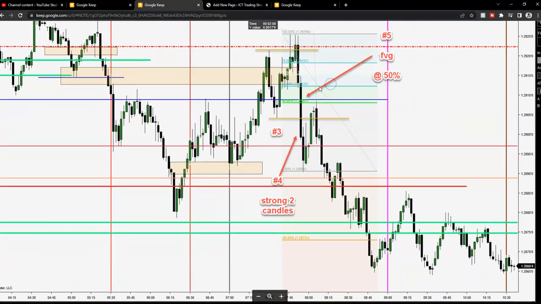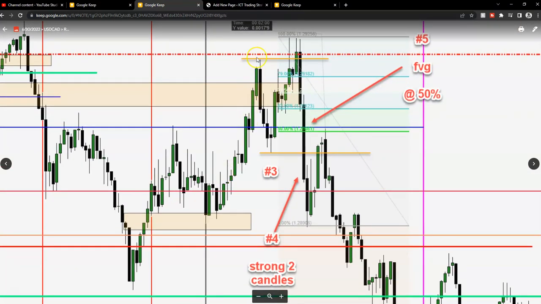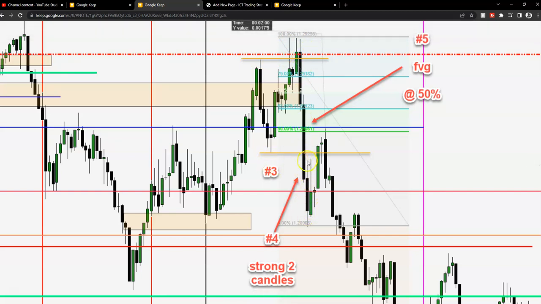So this one here was an area. This is an ICT setup. This is where the market came up, we came down, and then we broke up, right? We took out buy stops, and then we came right back down, took out sell stops. We rallied into the fair value gap that ICT talks about, right? And then we came right back down, and that's exactly the setup. It's exactly the setup that ICT talks about.